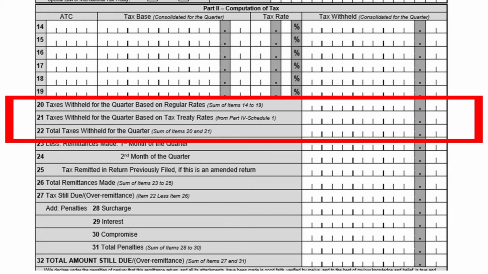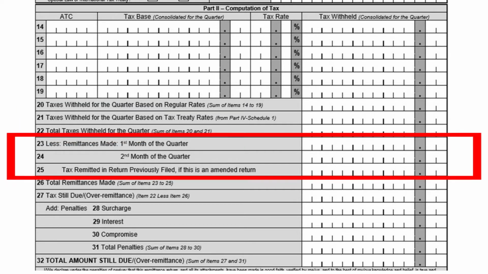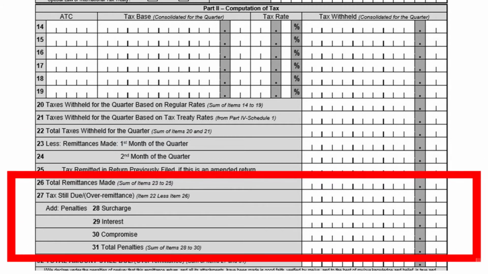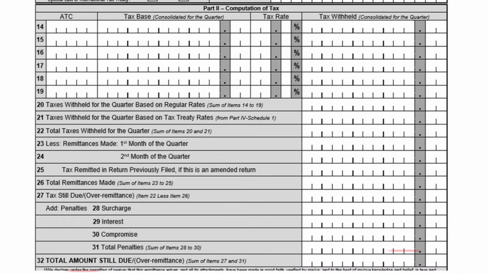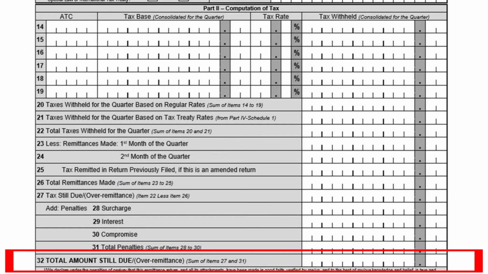Total tax withheld for the quarter, and then less remittances made: first month of the quarter, and then the second month of the quarter. Tax remitted in return previously filed, if this is an amended return. Total remittances made, then the tax still due or the over-remittance, and then the penalties: surcharge, interest, compromise, and then the total penalties. The total amount still due, for individual and for non-individuals.